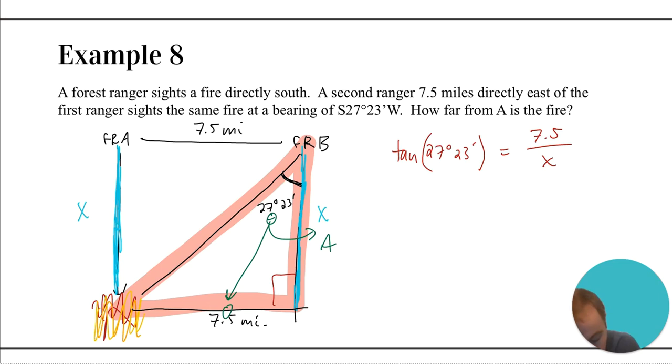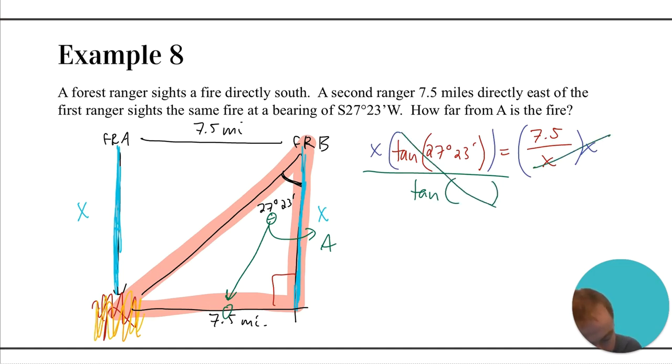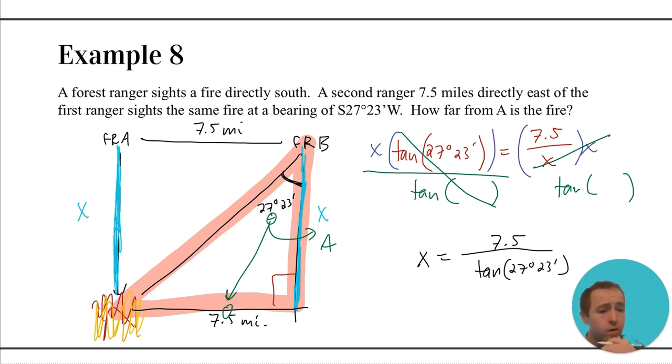And so then to solve for x, you could multiply by x on both sides, and then you'll also have to divide by tangent of that angle to cancel that out, which means that once you get x alone, x is going to equal 7.5 divided by tangent of 27 degrees 23 minutes, right? To be able to put that in your calculator, since the angle is in minutes there, you'll just want to convert that into its decimal form.